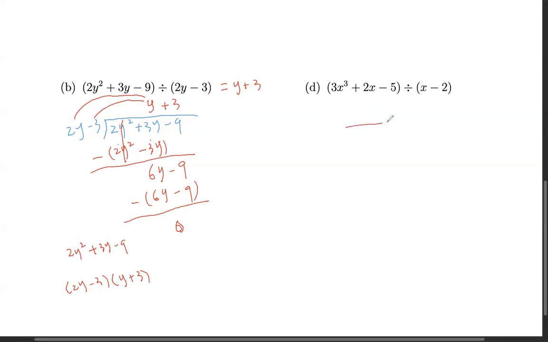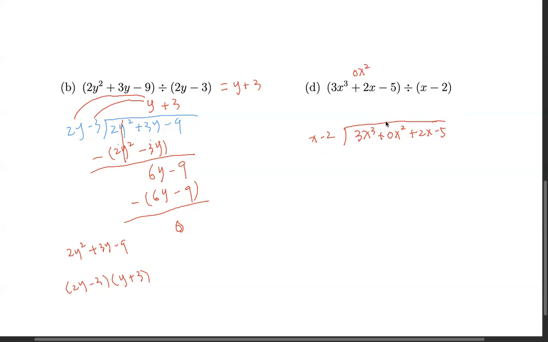Well, let's see this one. 3x cubed. Now we see something missing. We do not have a square term, so we put a 0x squared. The 0 times x squared is still 0, so we need to take this spot. Then plus 2x minus 5. So we want to write the polynomial in order. Divide by x minus 2. Now we're going to do the same thing.